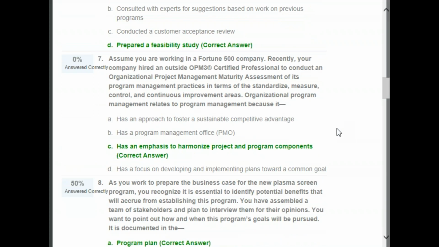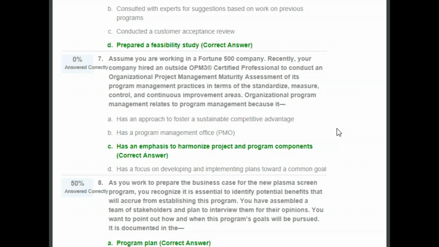Question number 7, both are wrong. The right answer is C. Assume you are working in a Fortune 500 company. Recently, your company hired an outside OPM3 certified professional to conduct an organizational project management maturity assessment of its program management practices in terms of the standardized, measure, control, and continuously improve areas.